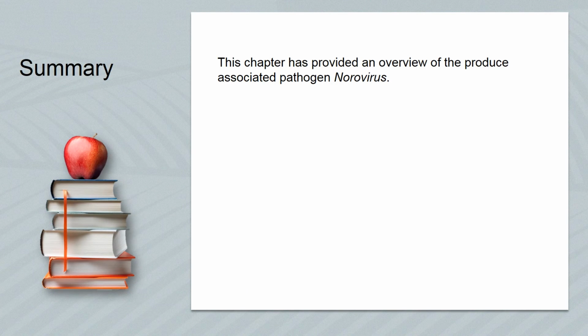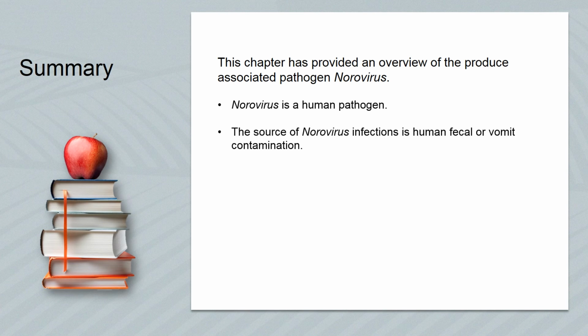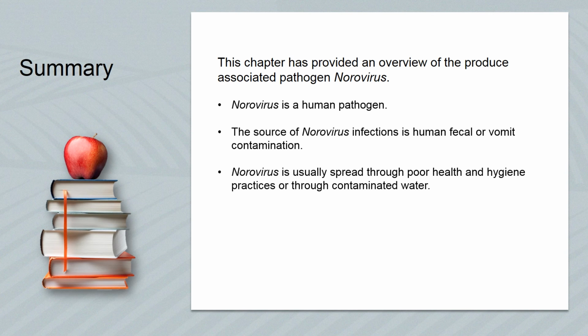This chapter has provided an overview of the produce-associated pathogen norovirus. Norovirus is a human pathogen. The source of norovirus infections is human fecal or vomit contamination. Norovirus is usually spread through poor health and hygiene practices or through contaminated water.